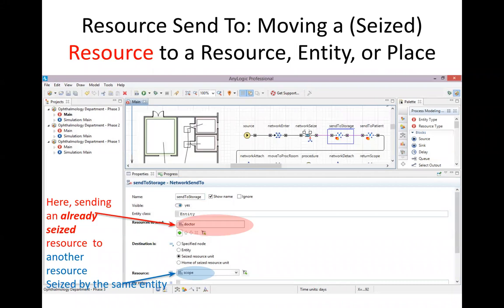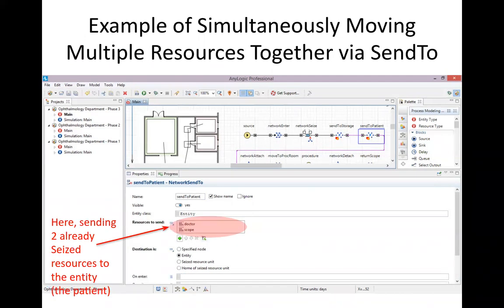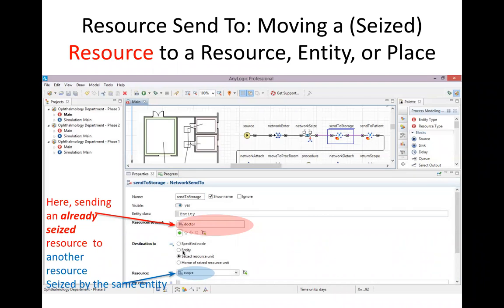Okay, so resource send to. I didn't have an example in this particular workflow, but here you're sending a certain resource to a certain destination, such as the scope resource that's been reserved for it. So you might send the doctor to wherever the EEG is, to go get the EEG that has been reserved for this patient, who had seized them. Resource send to can send particular resources to the entity. So here, you can send a resource to the entity, or you can send it to another resource seized by that entity that has seized me.